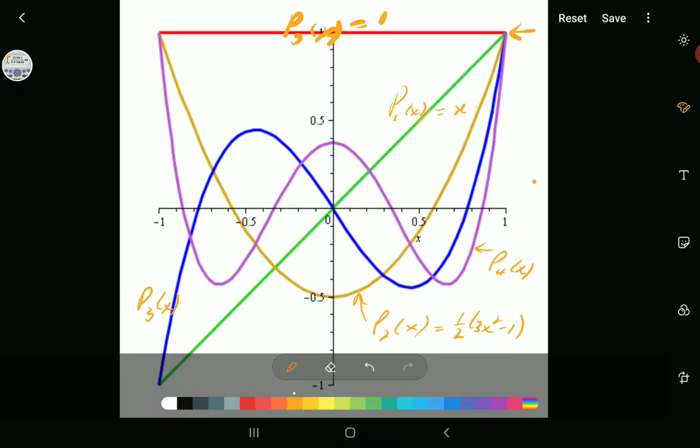All right, so I think we're going to end it here in terms of our introduction to Legendre polynomials. In the next video, we're going to start looking at some of the properties of Legendre polynomials.